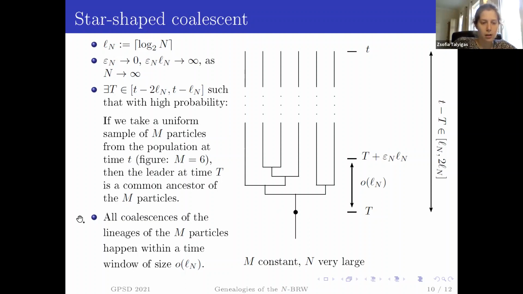Now, the second message of our genealogy result says that all coalescences of the lineages of the m particles happen within a time window of size little o of L_n. So this is what I'm illustrating here, that all the coalescences occur in this little time window. And this means that if I look at this picture on a log_2 n timescale, then all the coalescences will appear to happen at the same time. And this is what I mean by star-shaped coalescent on a log_2 n timescale, that all the ancestral lineages merge into one, and they merge into one basically at the same time, looking on the log_2 n timescale. So this is what we proved. This is our main result.